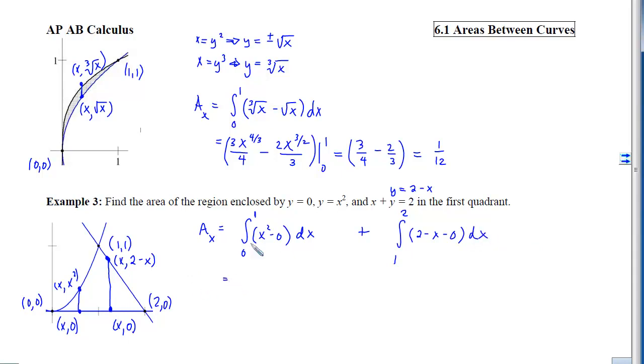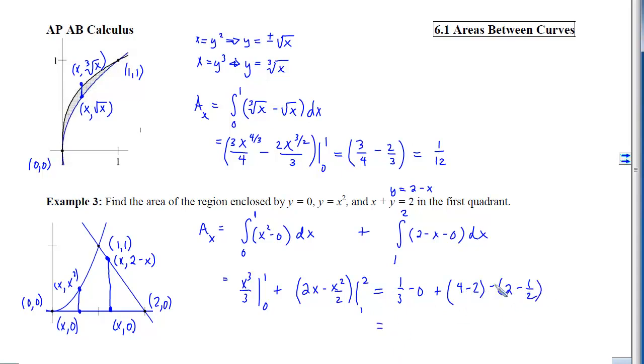Now if we answer the question posed by these symbols using the fundamental theorem of calculus part 2, we'll get an x cubed over 3 evaluated from 0 to 1 plus a 2x minus an x squared over 2 evaluated from 1 to 2. Evaluate and we get 1/3 minus 0 plus, plug in the 2, that gives us a 4 minus a 2, subtract what we get when we plug in a 1, that's a 2 minus a half. Put this all together, 4 minus 2 minus 2, that gives us nothing. We have a third plus a half gives us 5/6.